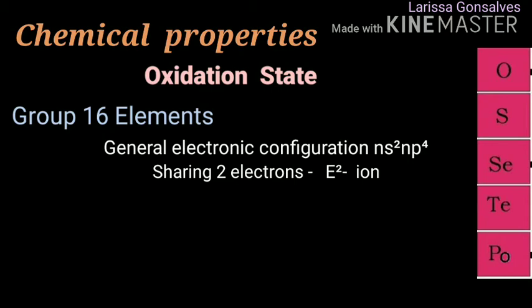How would you define oxidation state? It is the number of electrons gained or lost to form a bond, and its sign is the indication of ionic charge on the element.